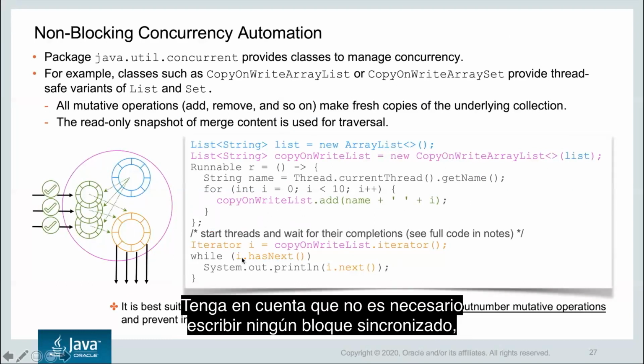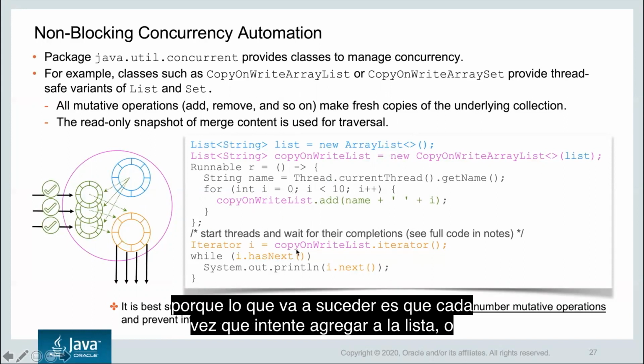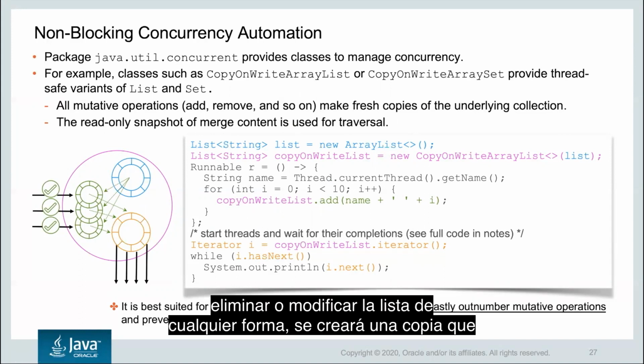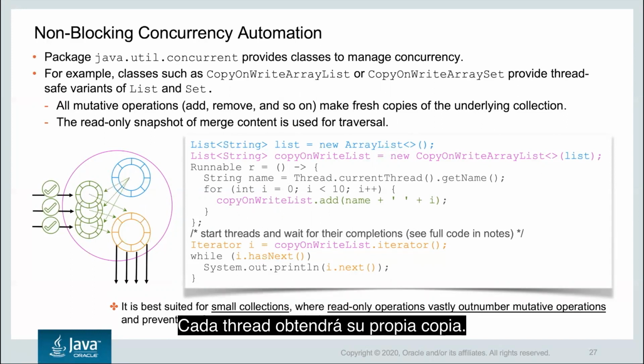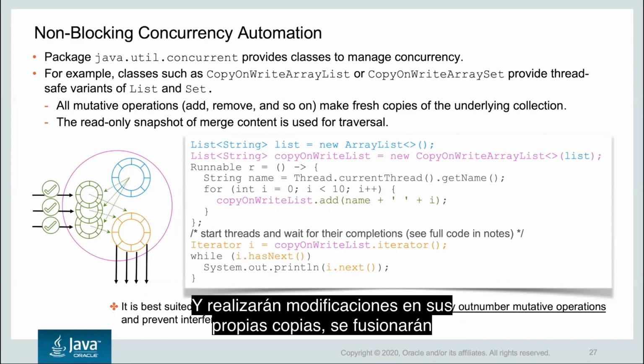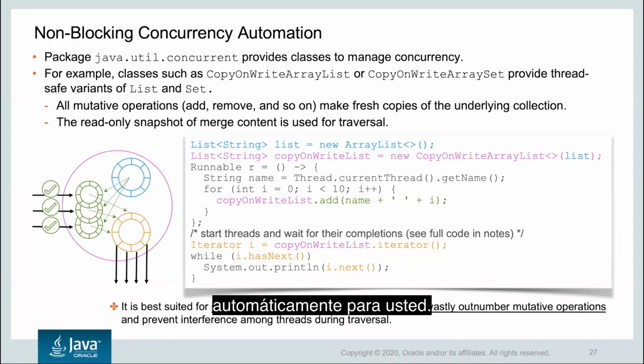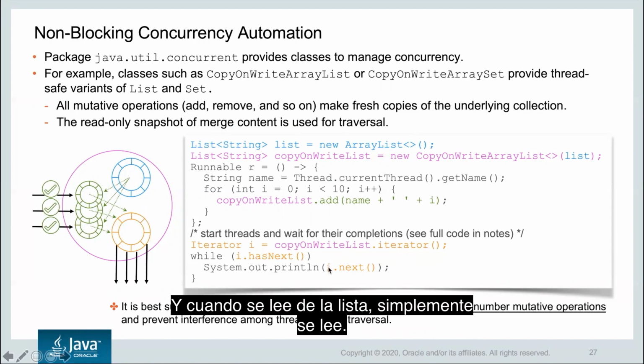Notice no synchronized blocks need to be written, because every time you try to add to the list or remove or modify the list in any way, a copy will be created which will be specific to your thread. Each thread will get its own copy, and they will perform modifications on their own copies, and then these copies will be merged automatically for you. Wow. And when you read from the list, you just read.